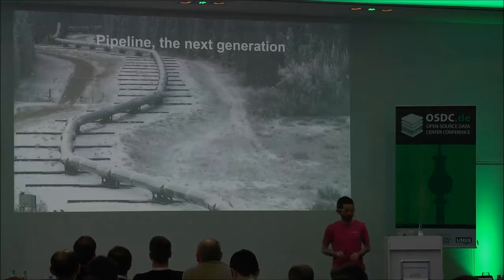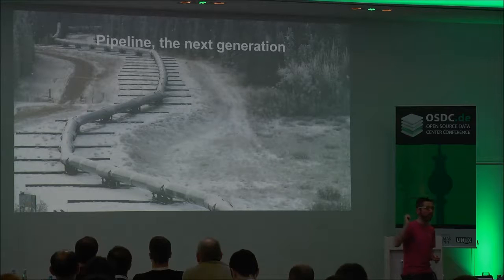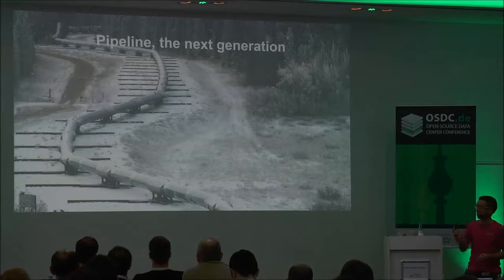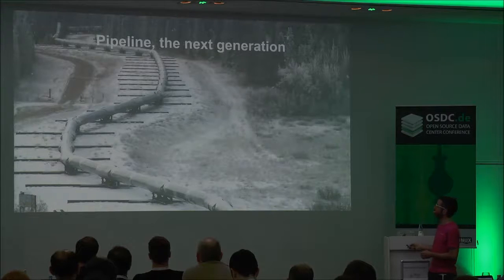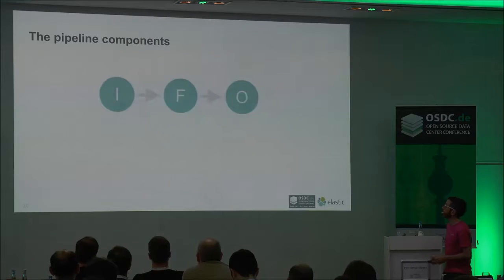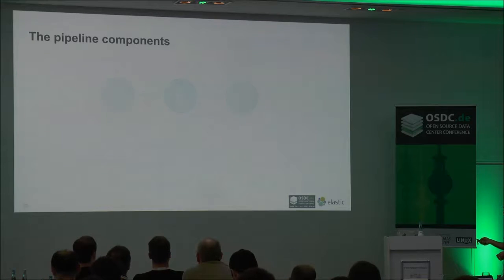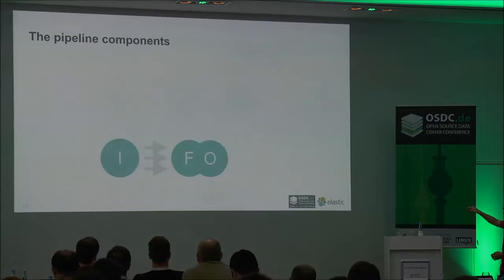The pipeline. Does anyone know where this picture is coming from? This is the Alaska pipeline, which takes all the gas and petrol from Alaska to the US. Pipeline components. This is how the pipeline used to look before 2.3, before 2.2 something. How it looks now is like this. So we changed it from having different stages, input, filter, and outputs, to having only two stages, input and filter plus outputs.